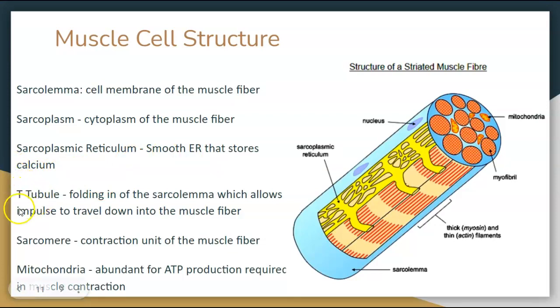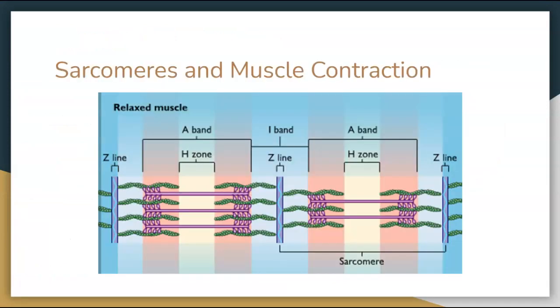A T-tubule is the folding in of the sarcolemma, which allows the nerve impulse to travel along the muscle fiber, which tells the muscle, hey, you need to contract now. Your brain is responsible for sending nerves out. The sarcomere is what we talked about already, the contraction unit. The sarcomere is made up of myosin and actin, and then mitochondria, powerhouse of the cell, abundant for ATP production, right? You hopefully knew that part.